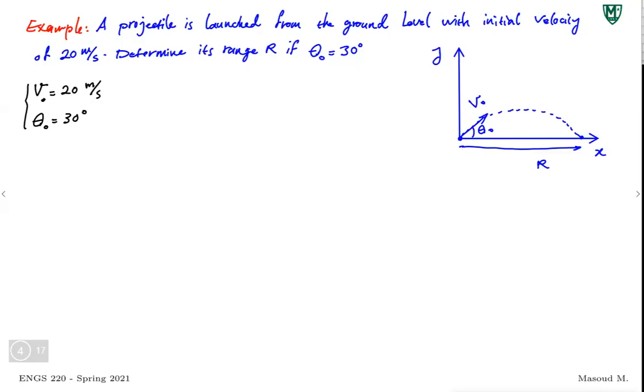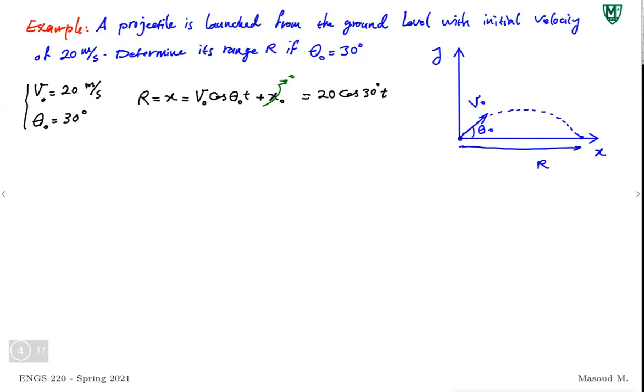Let me write it this way. I'll say X is equal to R, or maybe the other way around. R is equal to X, which is equal to V naught cosine theta naught T plus X naught. In this case, what is X naught? Given the coordinate system, 0, exactly. So this would be 0. This gives me V naught, which is 20, cosine 30 degrees, T.